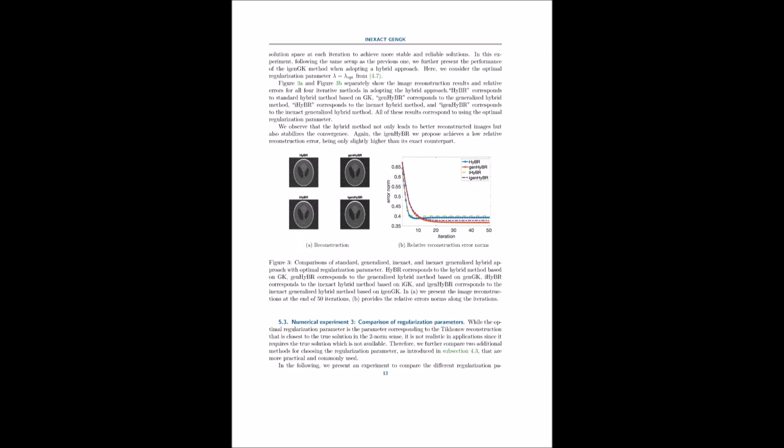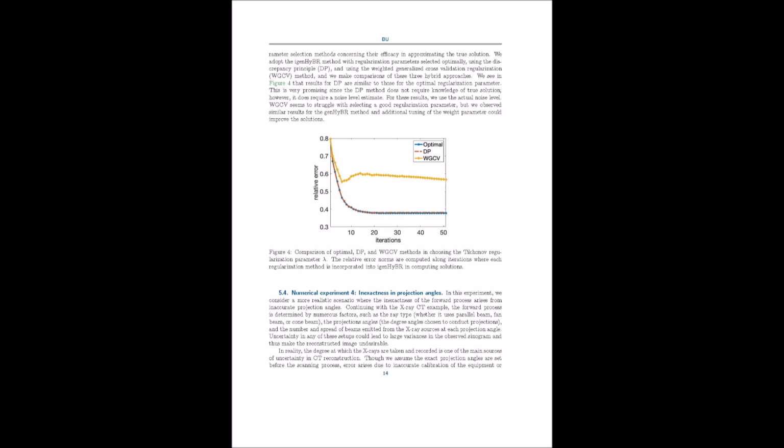How did they simulate this? And how did igenGK handle it? They modeled this inexactness as a function of the iteration number, simulating a scenario where the angles are refined as we go, like starting with a blurry image and gradually bringing it into focus.